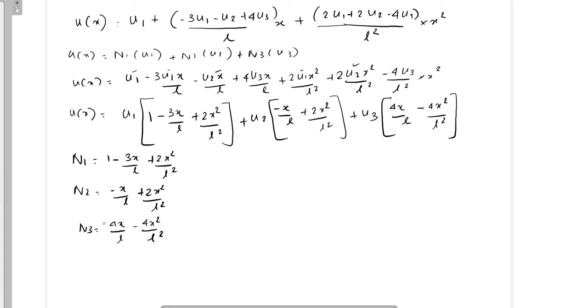In our examination, the question may ask to find the shape function or to find the stiffness matrix. Anyhow, you have to understand the procedure to find the shape function first. Since the derivation is very long, I am going to derive the stiffness matrix, that is the element matrices, in the next video.